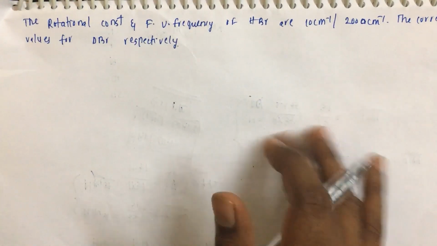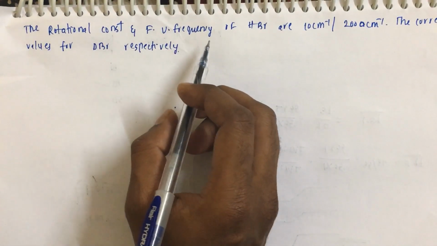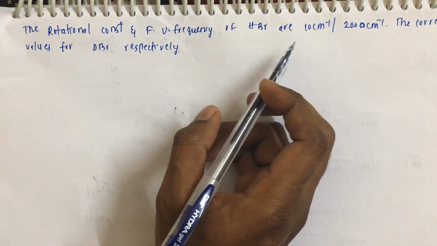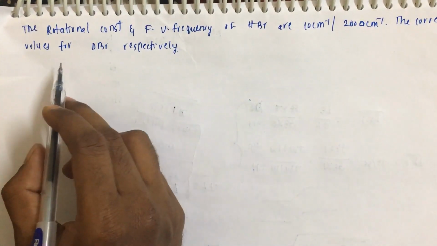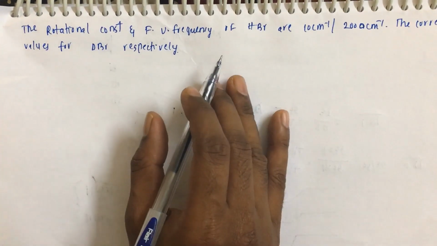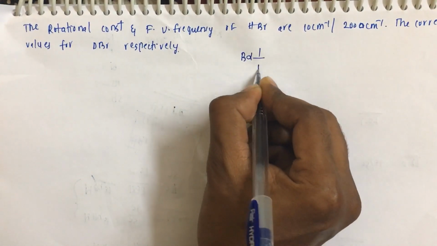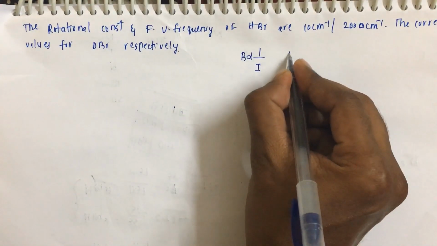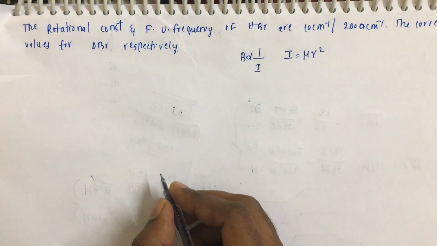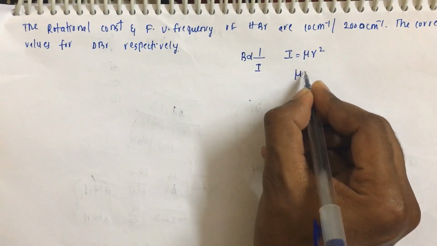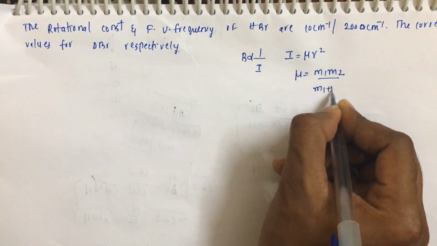So here we have the rotational constant and fundamental vibration frequency of HBr are 10 centimeter inverse and 2000 centimeter inverse. The corresponding values for the DBr. So we know that the rotational constant is inversely proportional to the moment of inertia. Okay, now the moment of inertia equals mu r square. So we know that mu equals m1 m2 by m1 plus m2.